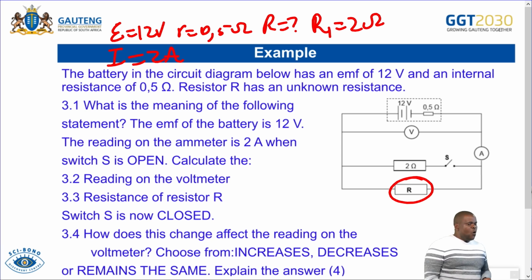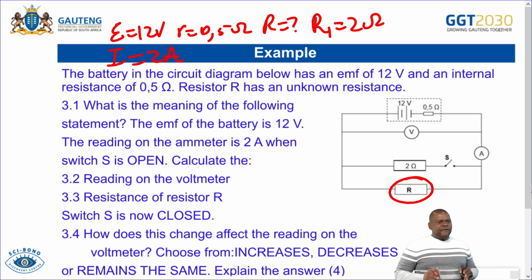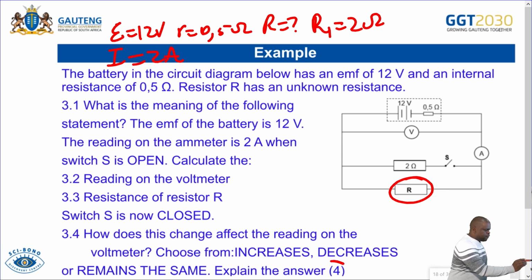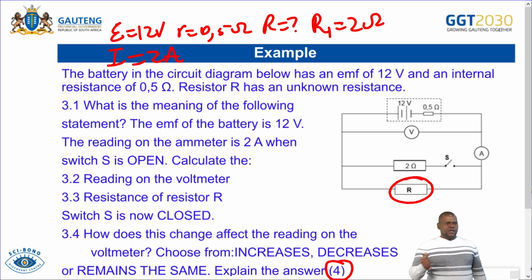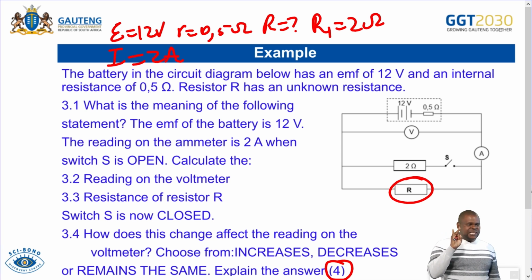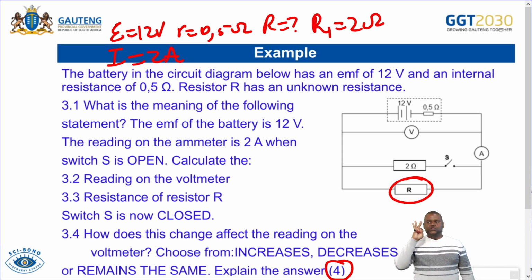We're looking at when the switch is closed. Firstly, we are closing the switch. Then after we close the switch, how will that affect the voltmeter? Is the voltmeter reading going to increase, decrease or remain the same? And then they want you to explain, and they give you 4 marks. Choosing increase, decrease or remain the same is 1 mark. Then giving a reason is 3 marks. Are we together, grade 11s?